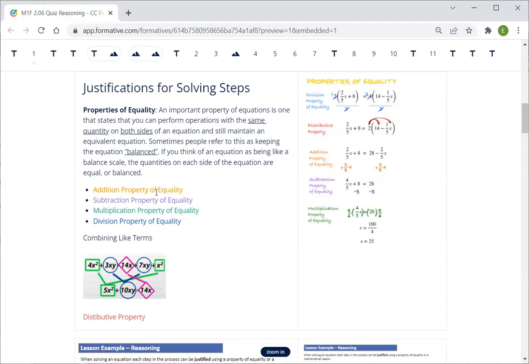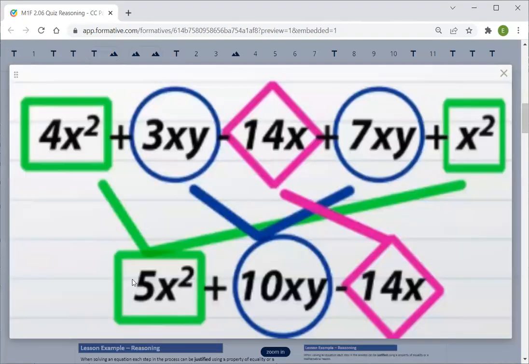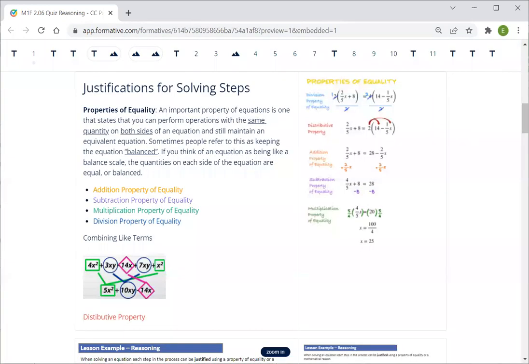So we have the addition property of equality, so adding to both sides, subtraction, multiplication, and division, so all 4 of our properties. And then the 2 other things we've done in class are combining like terms, which I put a little picture for. Remember all of our shapes and colors that we use when we combine or add like terms. And then lastly, the distributive property. We've talked about this as casting your net or casting your line. When you multiply, that's in the red here.